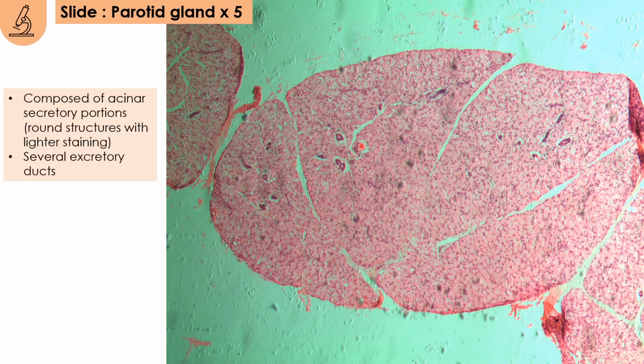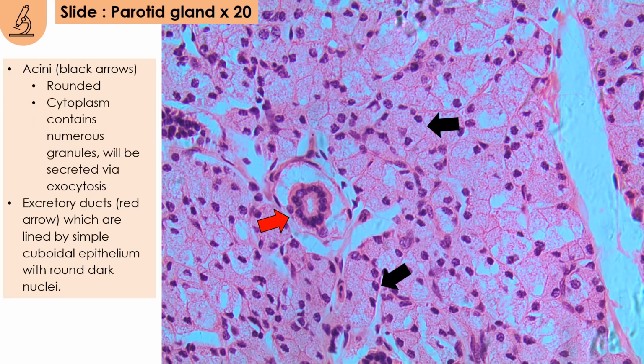Example here, 1, 2, 3. In fact, this one is 2, so 1, 2, 3, 4, 5. So these are the excretory ducts. We want to focus on that part. This is how it looks at times 20, the higher magnification. As I mentioned earlier, it is composed mainly of the secretory portion. All this part is the secretory portion, and this is the excretory duct.